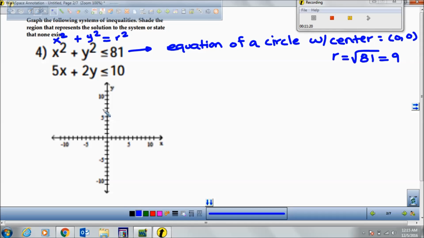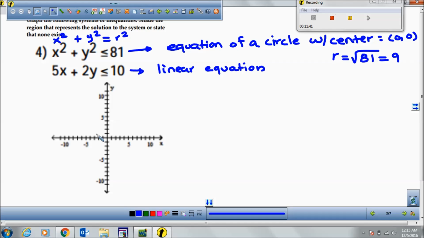And this other one is going to be a linear equation. So let's do first the circle. The circle is going to have the center at the origin. The radius is 9, so you're going to count 9 units going up, 9 units down, 9 units to the right side, 9 units to the left side. So here, here, here, and here. Then we're going to put a circle.